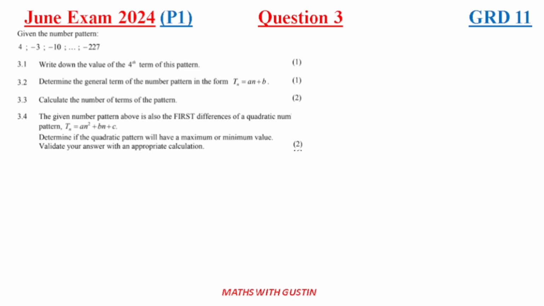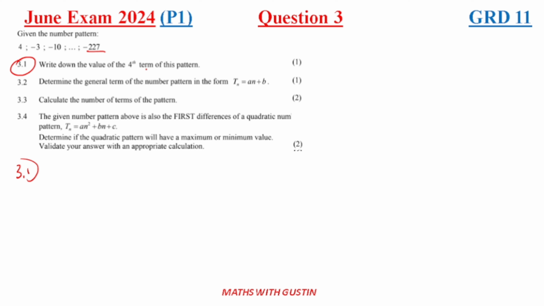Okay guys, here we are in question 3. Right now let's have a look at this one here. It reads as follows: given the number pattern 4, -3, -10, and then it goes on up until -227.